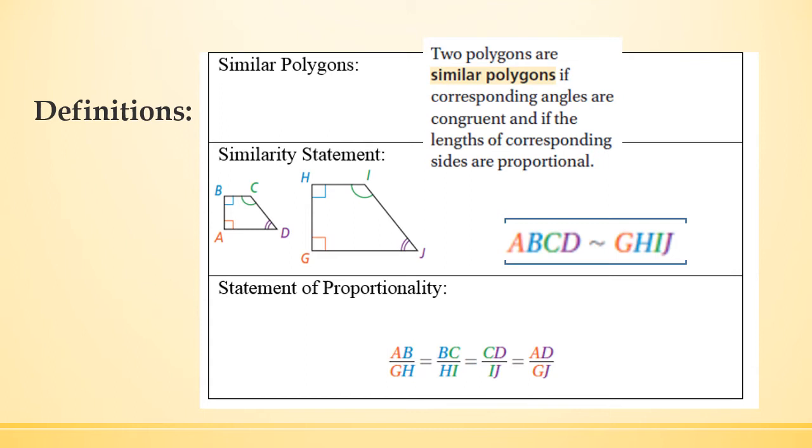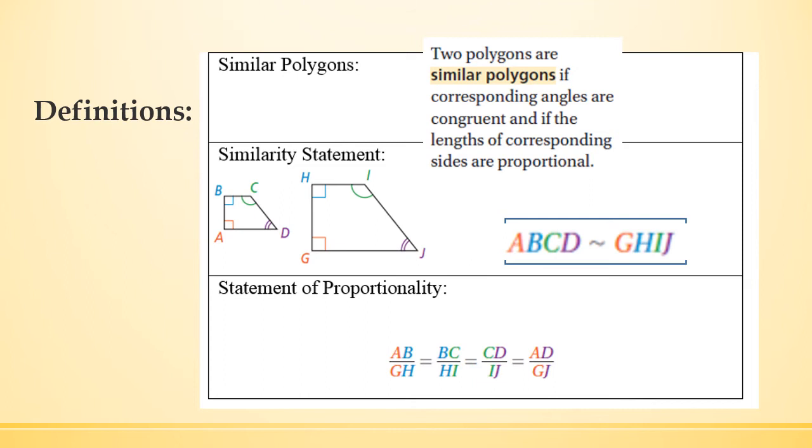Similar polygons: 2 polygons are similar polygons if their corresponding angles are congruent and the lengths of corresponding sides are all proportional. So we'll get into more what this means, but basically what you're saying is corresponding angles are congruent. Okay, so it fits that. And then all of the sides, when you compare them and write them as a ratio, so you take corresponding sides and write them as a fraction.